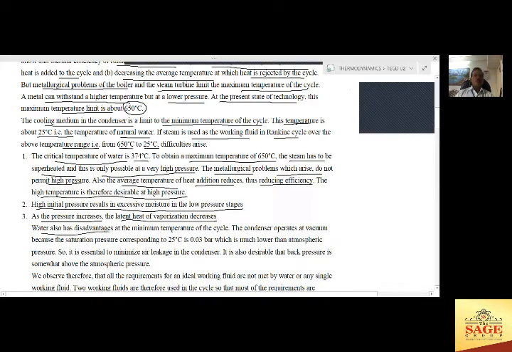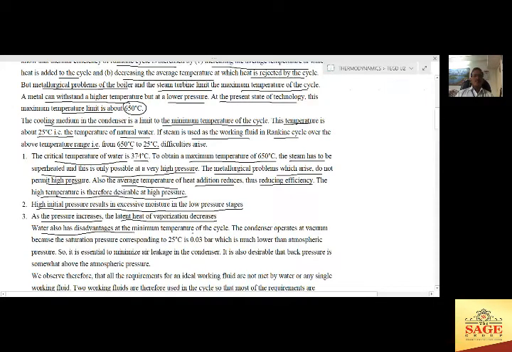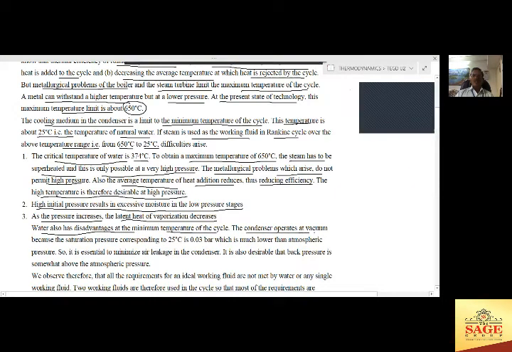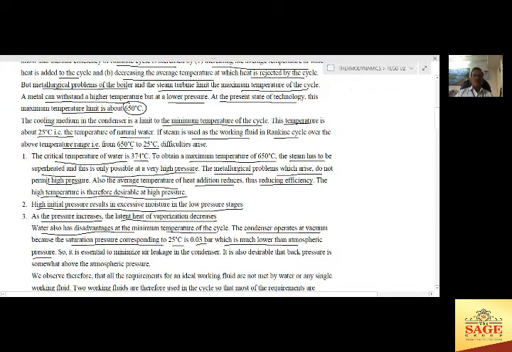Water also has some disadvantages at the minimum temperature of the cycle. The condenser operates at a vacuum because the saturation pressure corresponding to 25 degrees centigrade is only 0.03 bar, which is much lower than atmospheric pressure. It means the condenser, which is operating at the saturation pressure corresponding to 25 degrees centigrade, has a pressure of 0.03 bar, so it is much lower than atmospheric pressure.